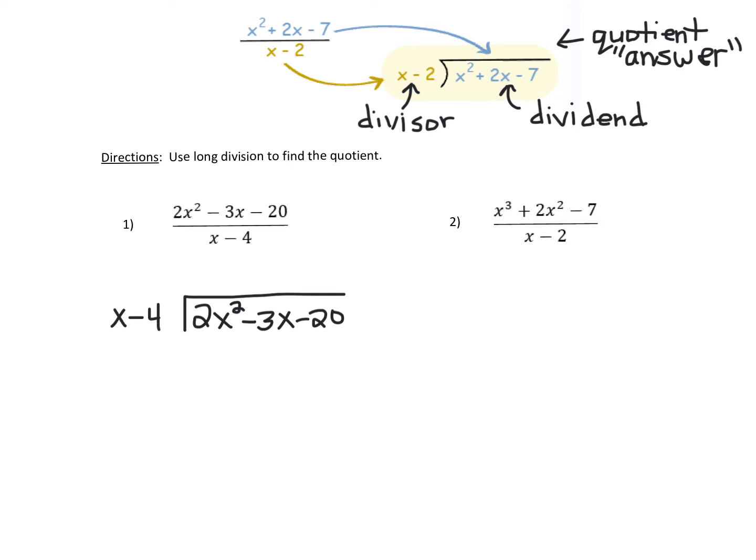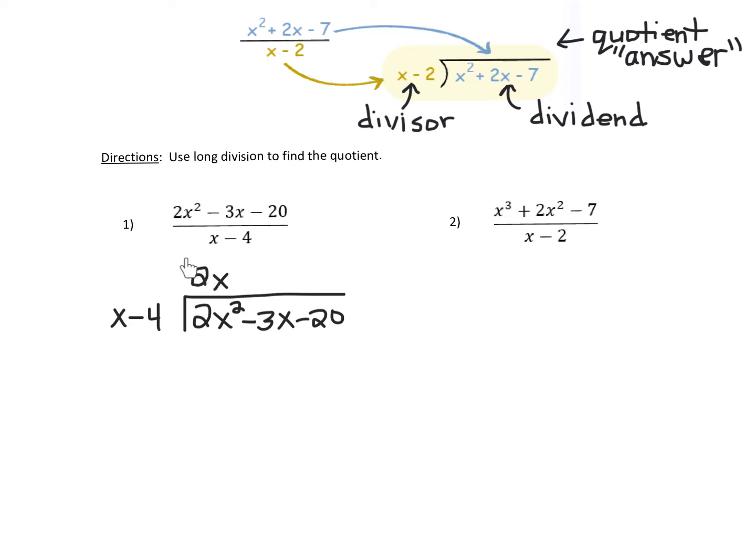You're going to look at the first term outside the division bar and the first term underneath the division bar. Just the first terms. And you're going to say to yourself, what do I multiply this first term by to give me this first term under the division bar? We're going to have to multiply this by 2x in order to get a 2x squared, because x times 2x is 2x squared. So I'm going to take that 2x and put it right here on top of the division bar. Now we're going to take this 2x and distribute it to both terms on the outside.